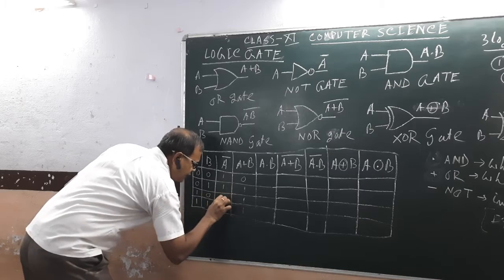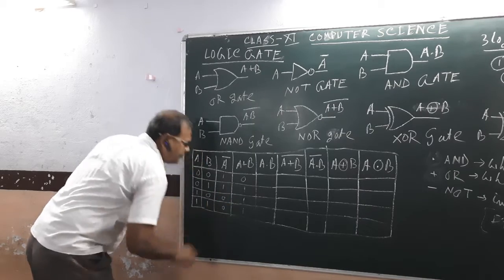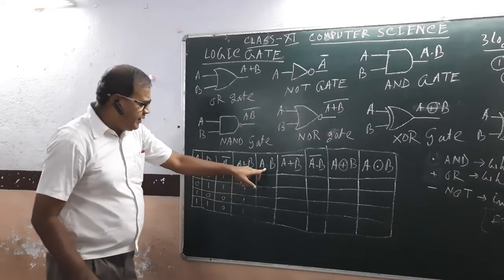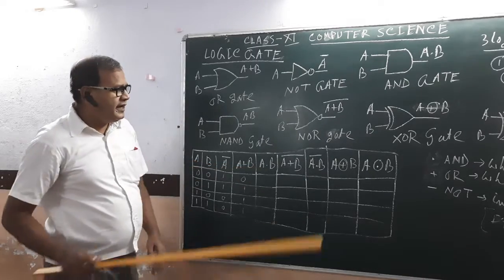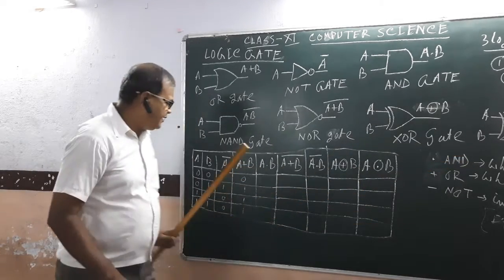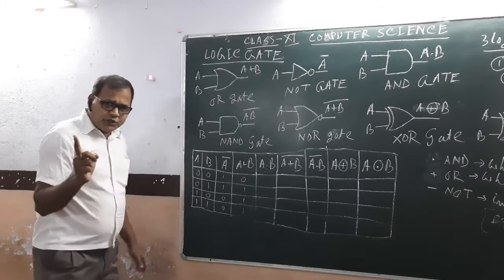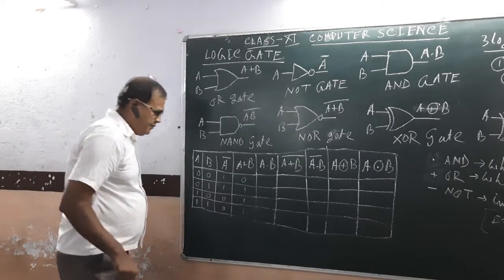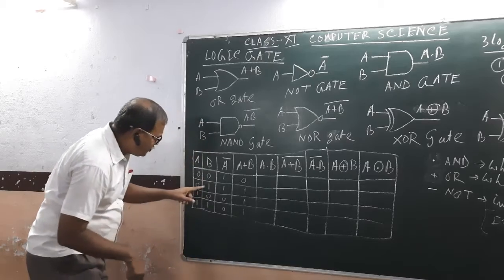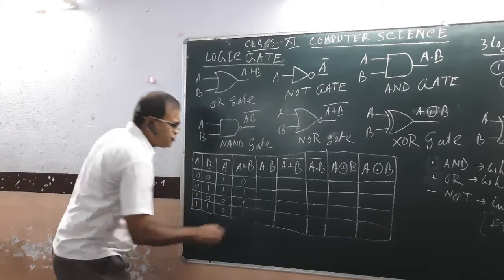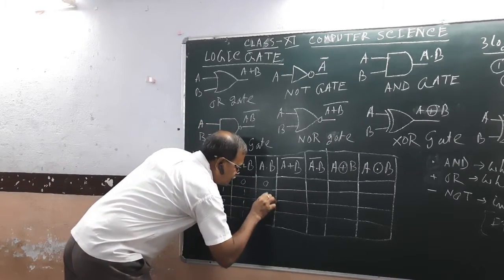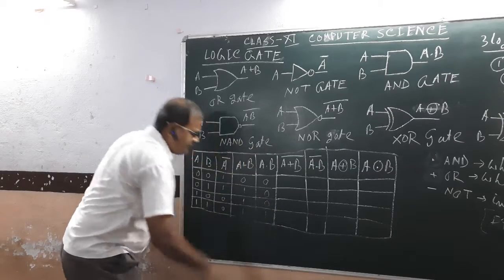1, 0, 0. Now A dot B, dot means AND. When both are 1, then 1. No, this one no, this one no, this one also no. So 0, 0, 0 and 1.